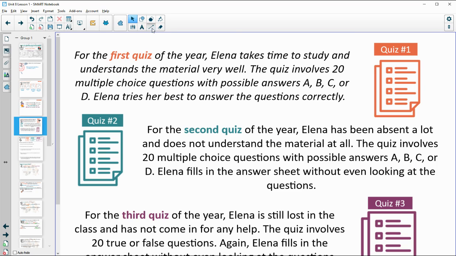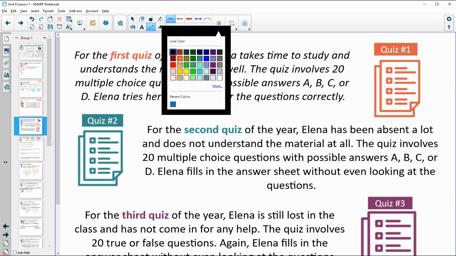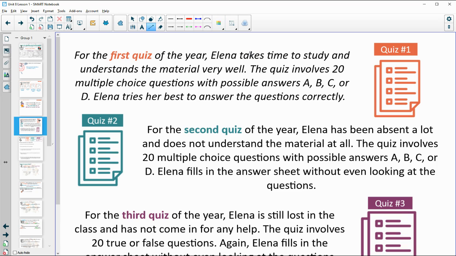All right, so for this first quiz for Elena, we've got that she takes time to study, and she understands the material really well. The quiz that she's taking has 20 questions that are multiple choice, and the answers that she can choose from are A, B, C, or D. She tries her best to answer the questions correctly.